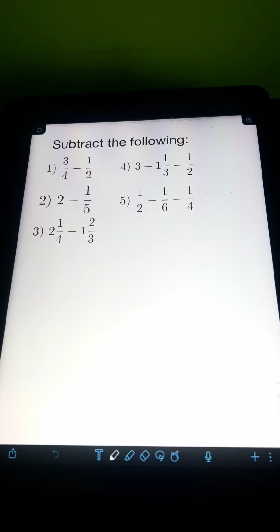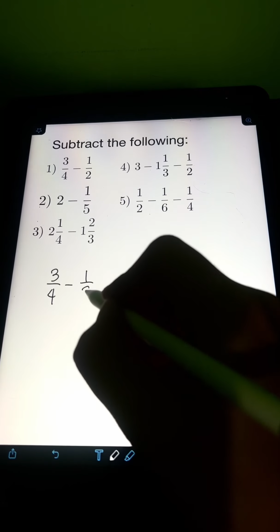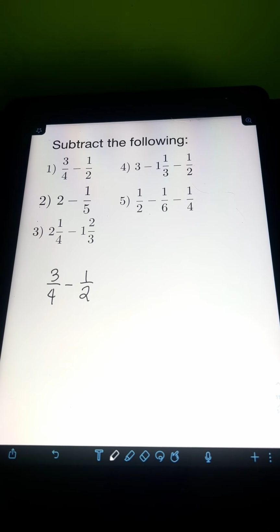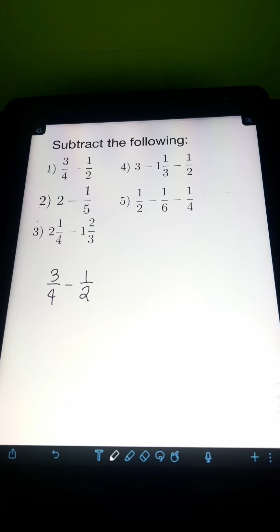Let's try to solve this problem. Subtract the following. So let's start with 1. 3/4 minus 1/2. Okay, so when we are subtracting dissimilar fractions, meaning having different denominators, in this problem we have different denominators of 4 and 2, we simply find first the least common denominator or LCD.